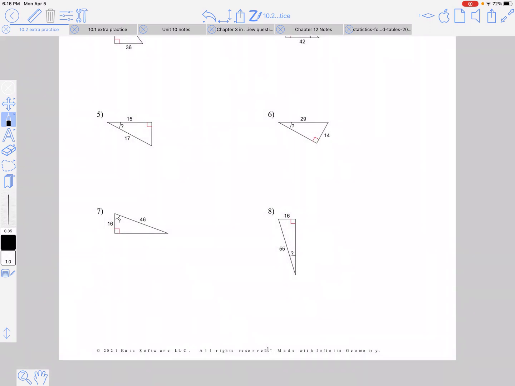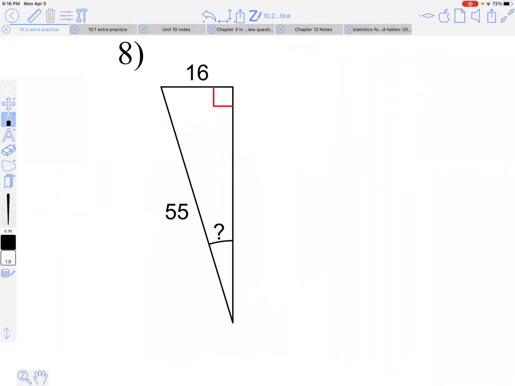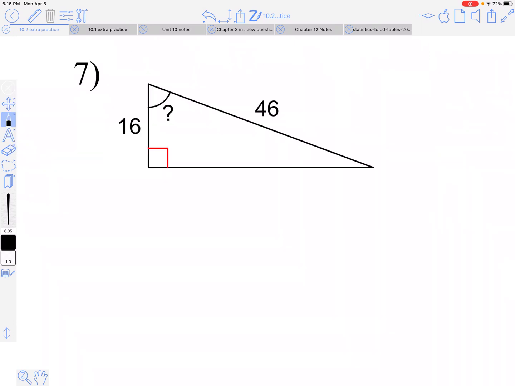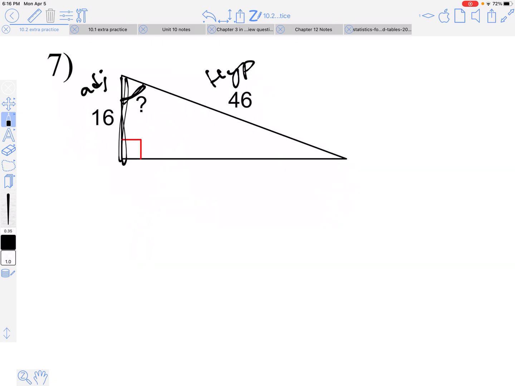All right, let's look at another one down here. All right, so here's our focus. This time we can't do anything we want. We can't do sine, cosine, or tangent because all we have is opposite and hypotenuse. Take a look at this one. This is our focus. We only have adjacent and hypotenuse. So you won't always be able to use whatever trig ratio you want.